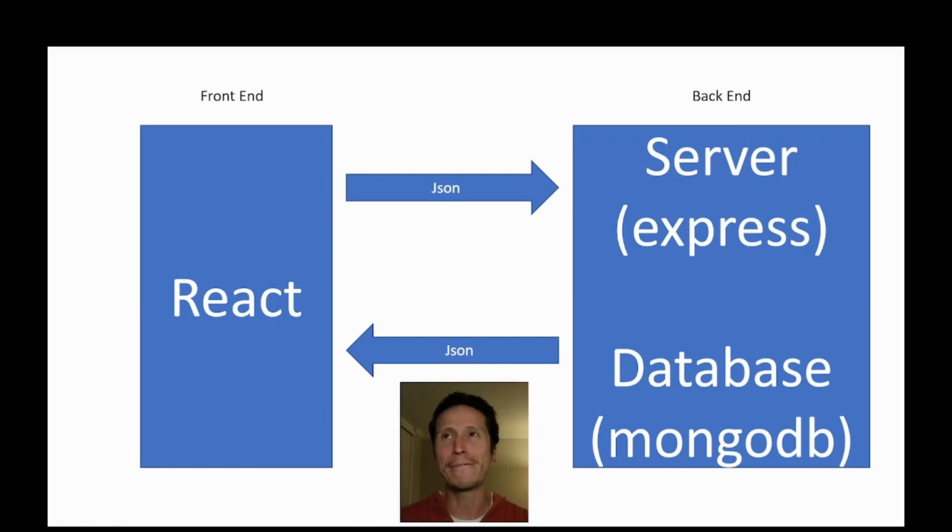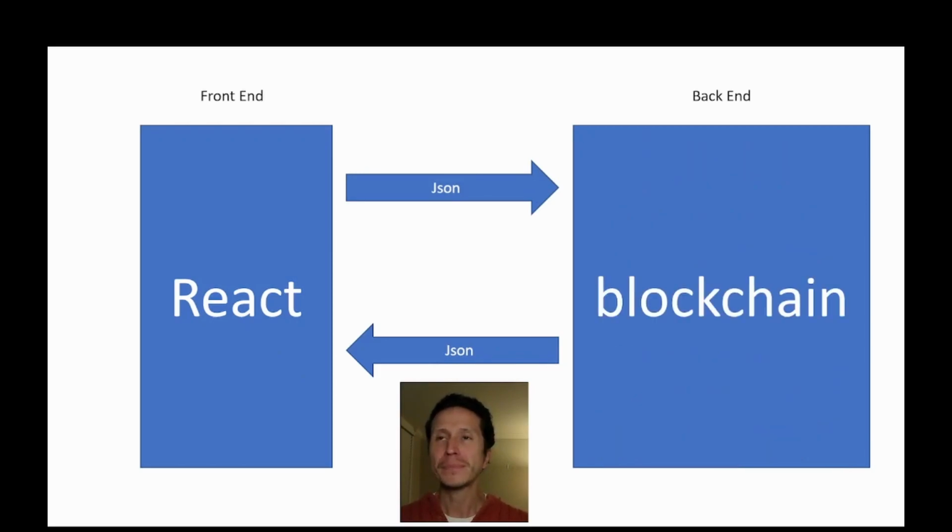Let me show you a graph that shows the standard functioning of a website that has a front end on React, and the back end in this example is Express and MongoDB. So there are JSON files flying back and forth between the front end and the back end, and that's how the website works. In this case, it's very similar. The front end is React, the back end is blockchain, and JSON files fly back and forth, allowing the app to work.